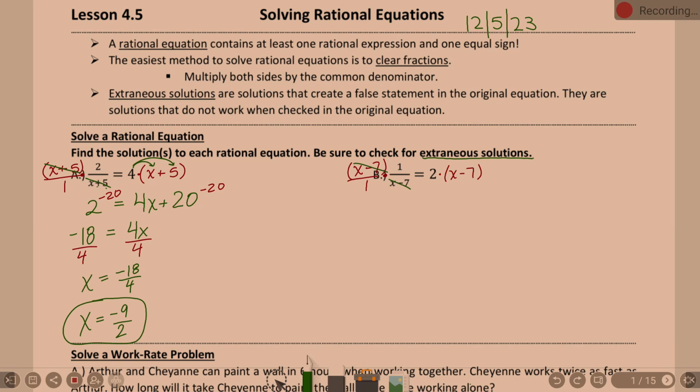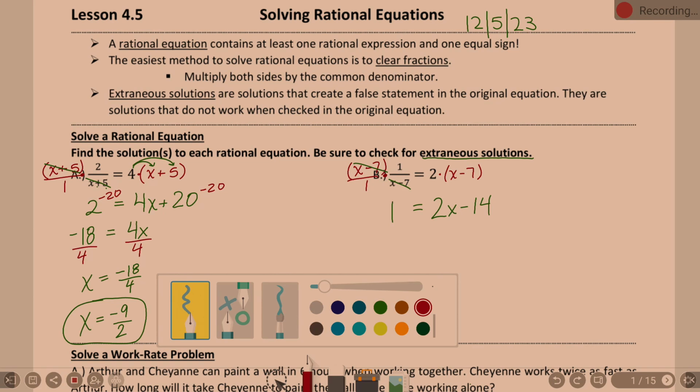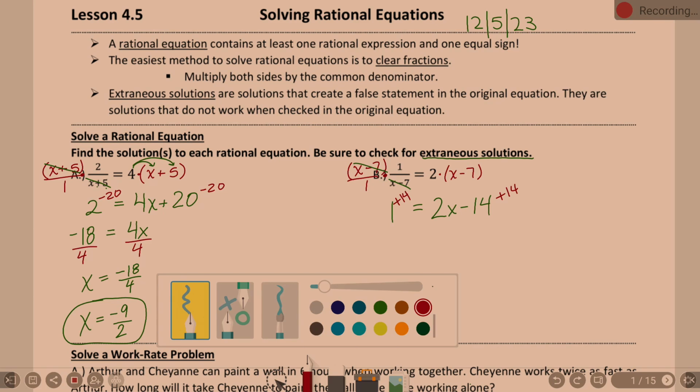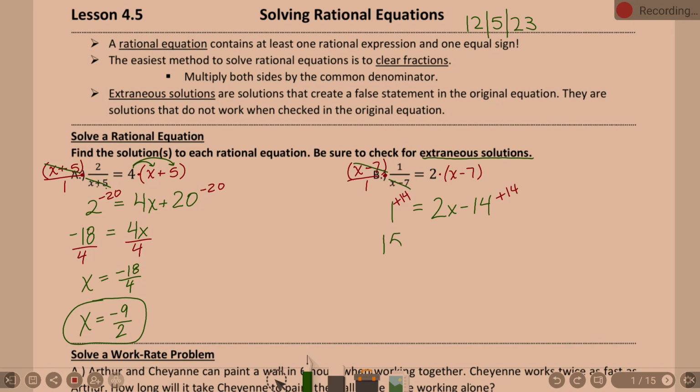X minus 7 and x minus 7 cancel, leaving me with what? Just 1, yes? On the right, there's no fraction, so we're not canceling anything. 2 times x minus 7 is 2x minus 14, good. How do we solve for x? Add 14. Yep. It's 2x minus 14. Work to get that x by itself and add the 14. 1 plus 14 is 15 equals 2x. And to solve for x, you're going to divide by 2.